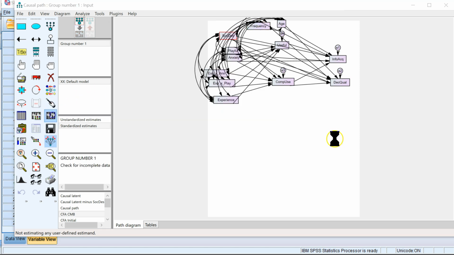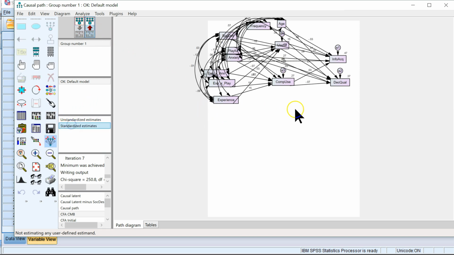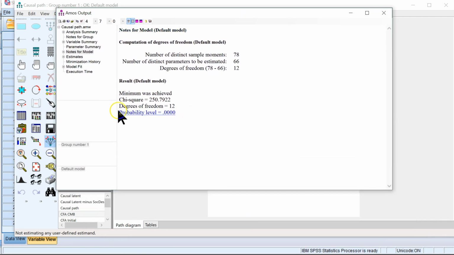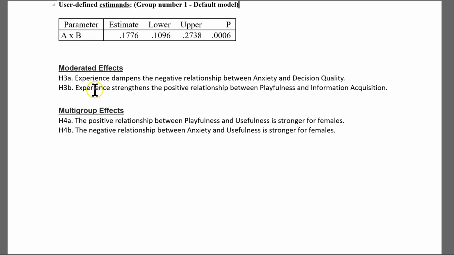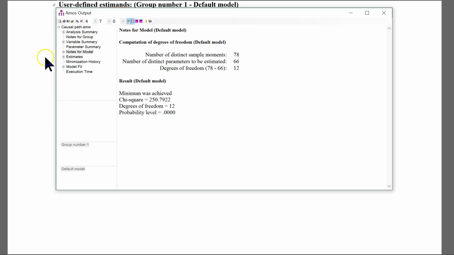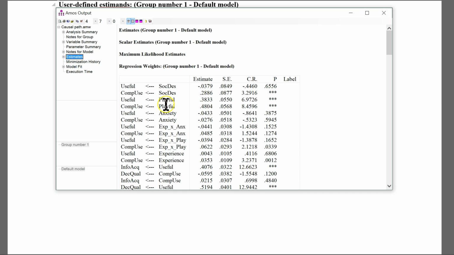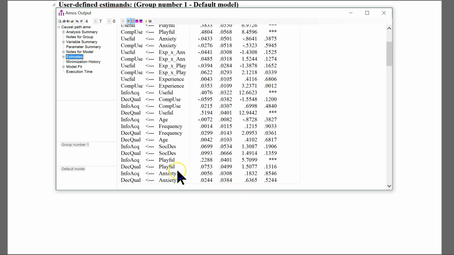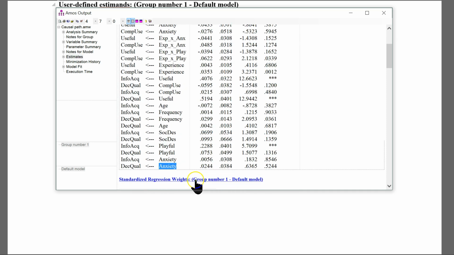Save, run, and we have standardized estimates, good R squares. Let's go look at the output. Now, our theory was that experience dampens the negative relationship between anxiety and decision quality. Well, first we need to see if anxiety to decision quality is actually a negative effect. Here's anxiety to decision quality. It is actually not a negative effect. Well, that breaks things for us.